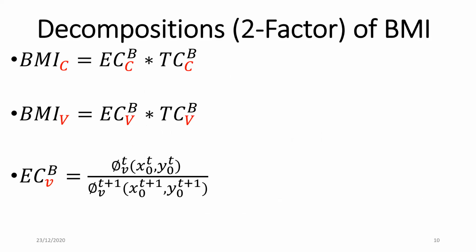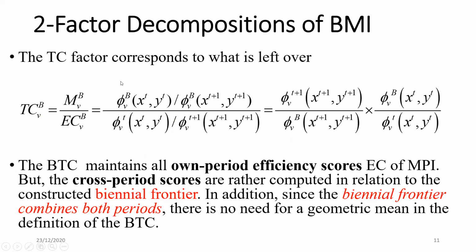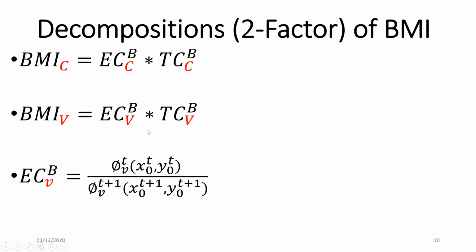So let's look at the biennial Malmquist. This is just a quick rundown. For both the constant returns and the variable returns, this is the way you calculate them. Please know that the biennial Malmquist is defined as efficiency change times technical change. In both cases, efficiency change times technical change. But remember that you are estimating it relative to the biennial. That is why they are all raised to the power B, because we are estimating it in relation to a new frontier.